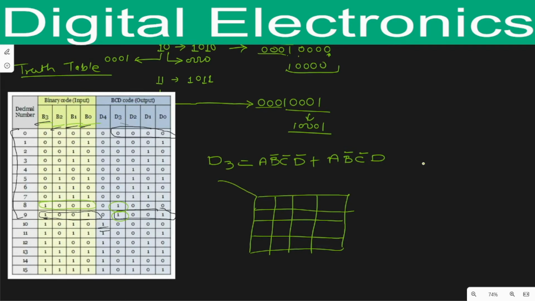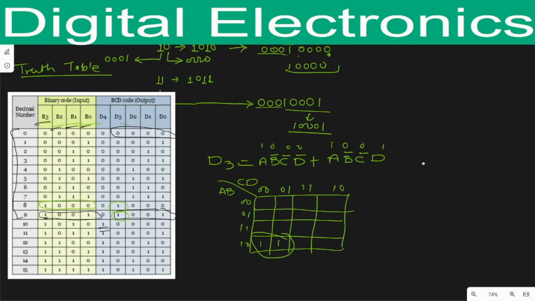Because of the four variables, I have made a K-map of 16 cells, that is 2 raised to the power n cells, where n is the number of variables. Here this one is 0 0, this one is 0 1, this is 1 0 and the last one is 1 1. So by using these minterms, we find their positions in the cells: here 1 0 0 0 and this one 1 0 0 1. So they will be present here in the cells.